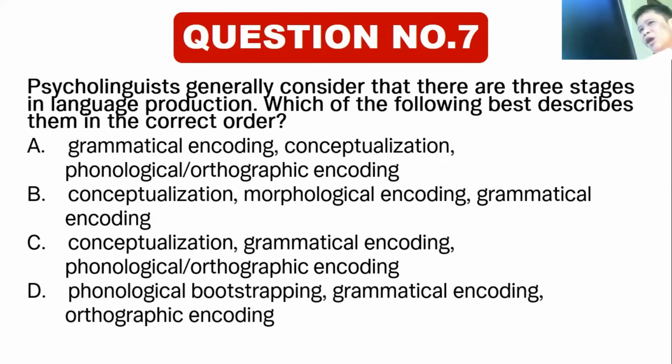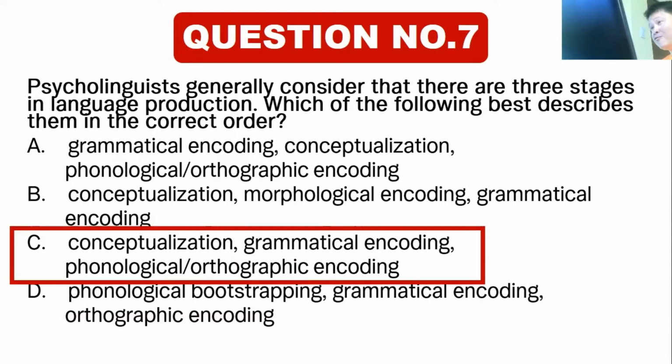So psycholinguists generally consider that there are three stages in language production. So which of the following best describes them in the correct order? The correct answer is letter C. First, we have conceptualization, followed by grammatical encoding, and followed by either phonological encoding or orthographic encoding. So letter C. Let's discuss this concept thoroughly.